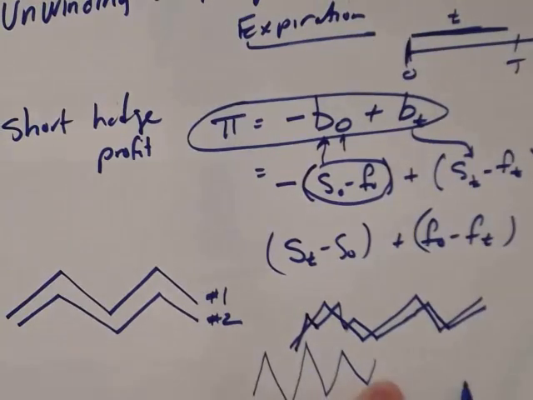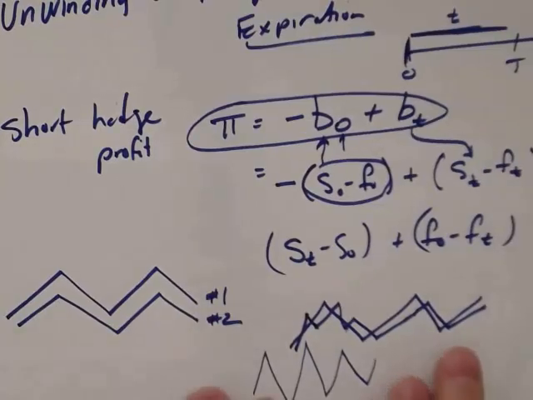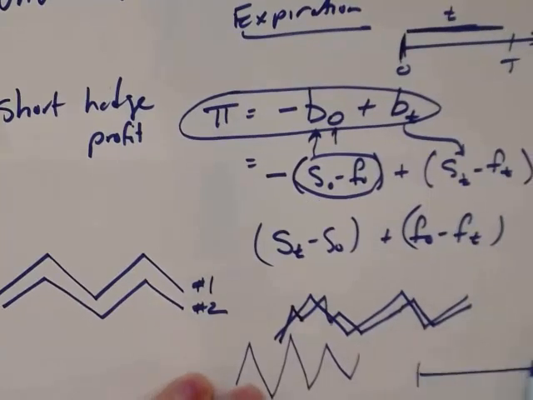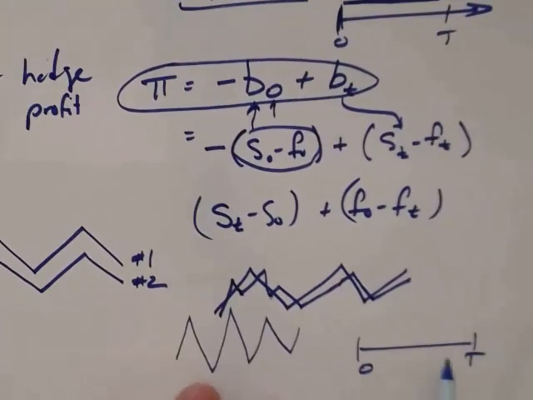Now, the point that I'm trying to make is a subtle one here, but it's important to distinguish. You can have basis risk even if you hedge right up to expiration when you have a cross hedge. I'll say it again.